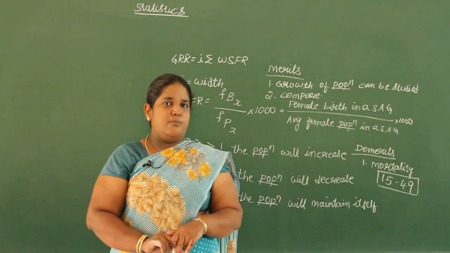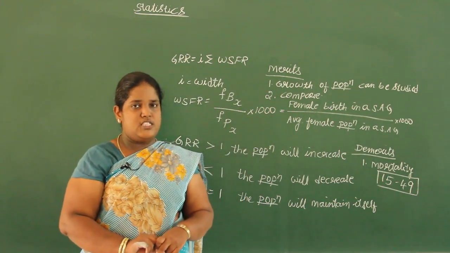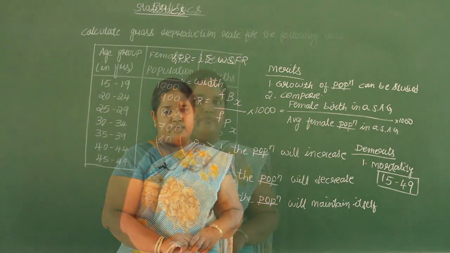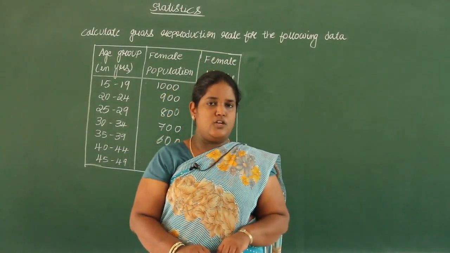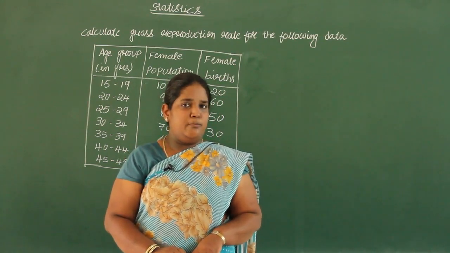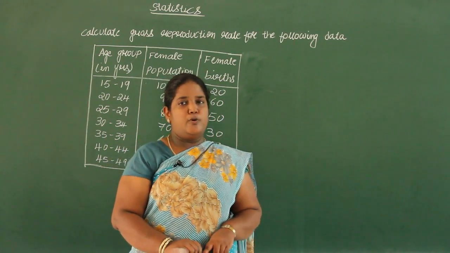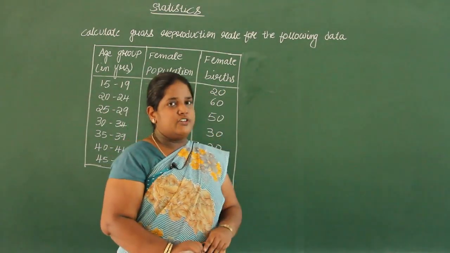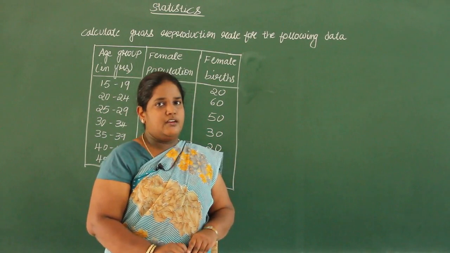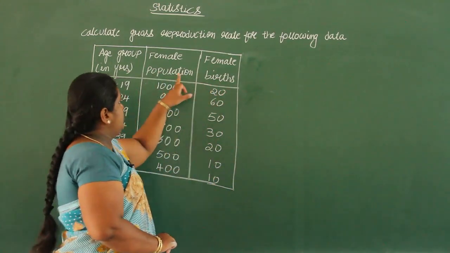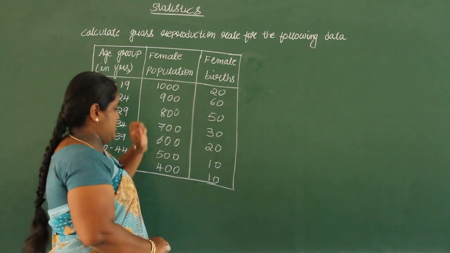Now we'll be doing some problems based on the gross reproduction rate, which will be asked in 5 marks. Okay, we'll start with the gross reproduction rate problems. So in the gross reproduction rate, in the total fertility rate, number of live births and the female population were given, but in this one, the female birth and female population will be specified.